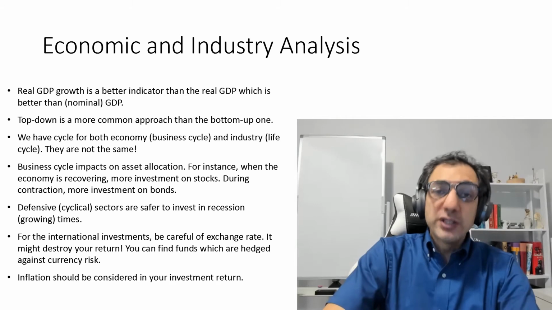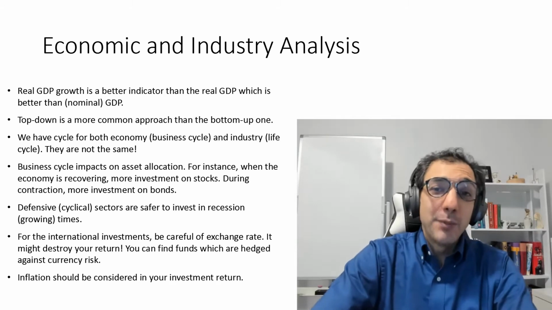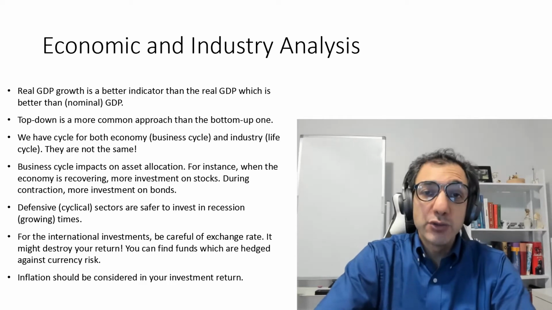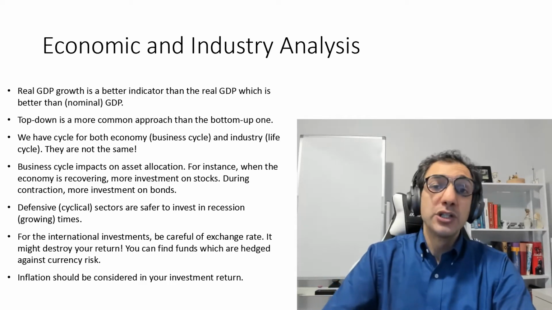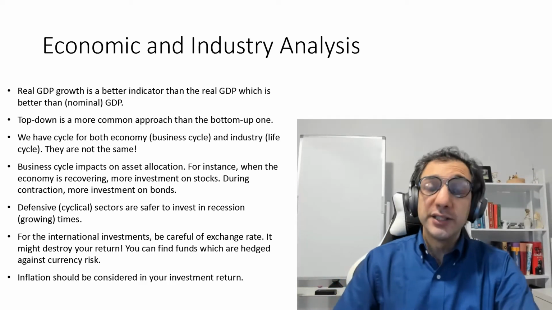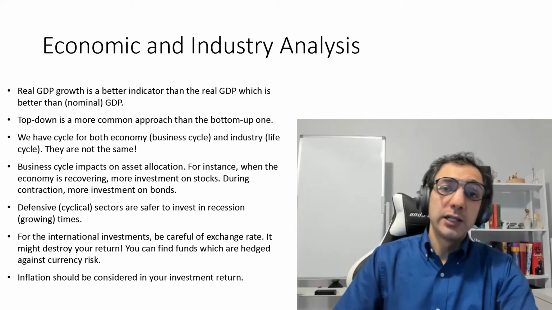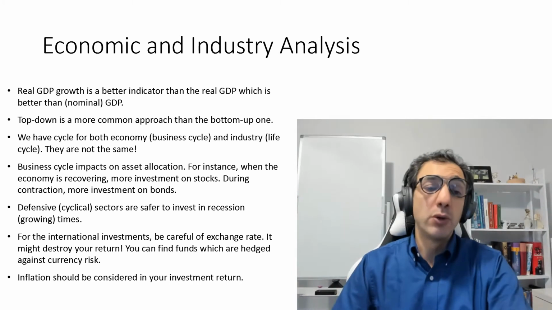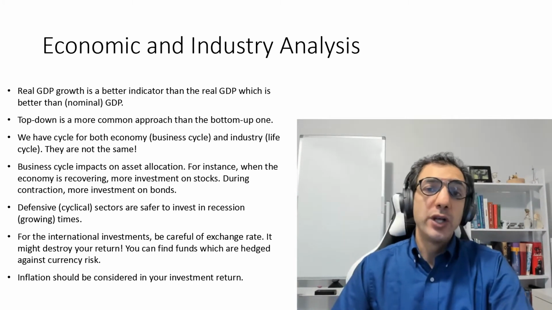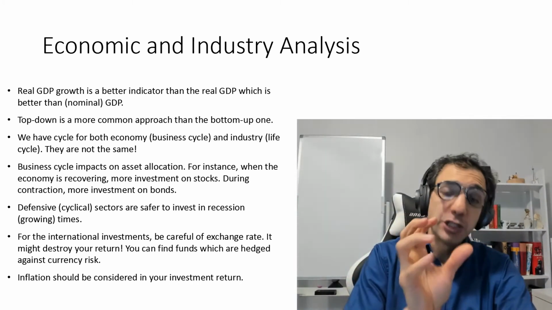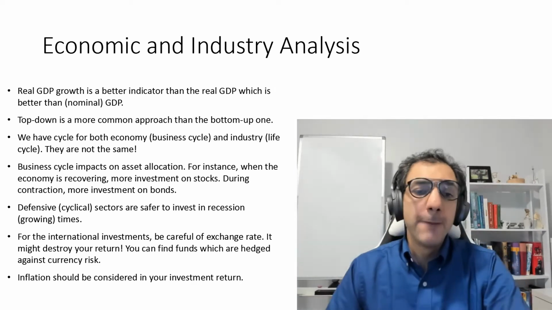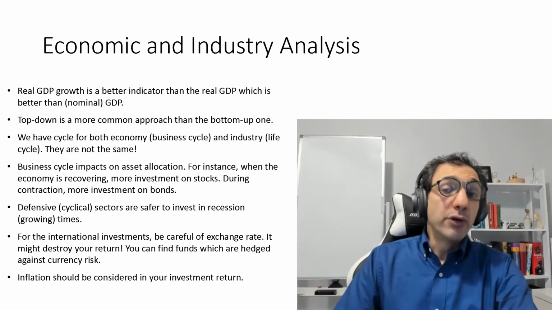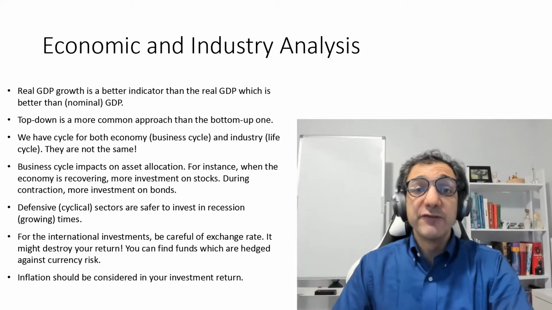We have two cycles. One is for the whole economy, which is called the business cycle. The other, which is for industry, is called the life cycle or industry life cycle. They are not the same. The business cycle is for the macroeconomic activity, so it's related to the whole economy. However, when you talk about a specific sector or industry, you will use the life cycle for the industry.